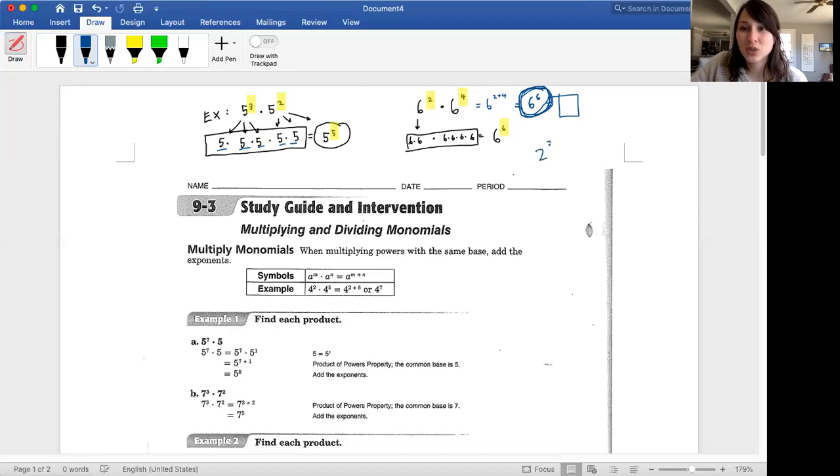Let's say I have 2 to the second power times 3 to the second power, okay? When I multiply this out, I can't rewrite it as 2 to the fourth power or 3 to the fourth power. It doesn't work because 2 times 2 and 3 times 3 can't be written as the same power. So make sure that your bases have to be the same.